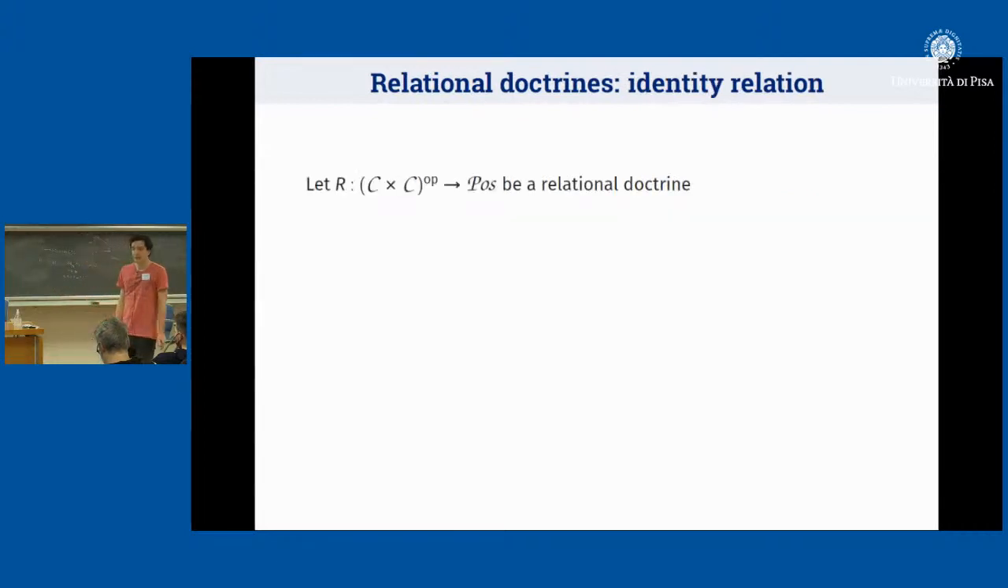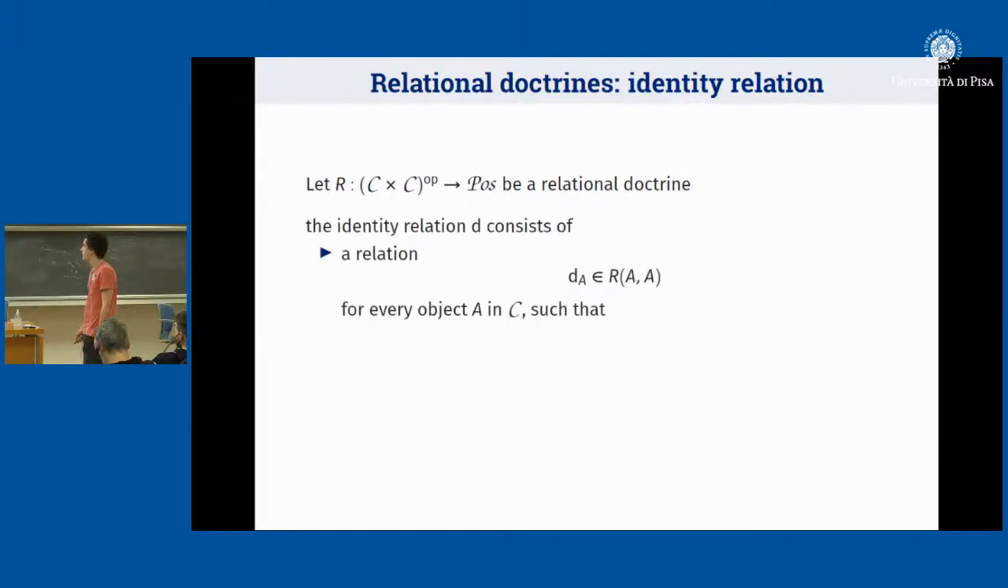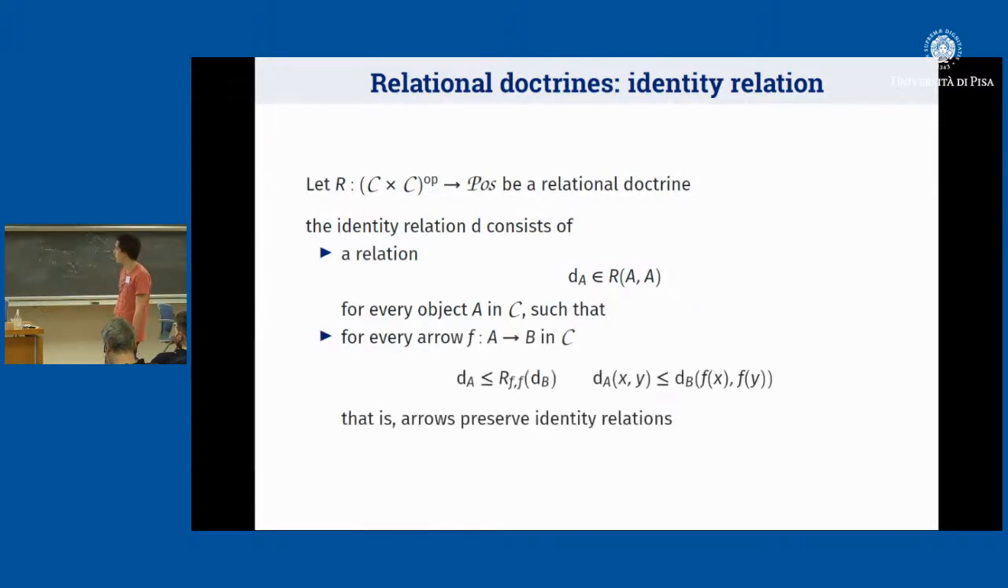Okay, then I have to define identities. And relational identities are just a family of objects in the fiber over A and A. So an identity relation is a relation from A to itself. And we require this family to satisfy this lax naturality condition, let's say. Basically, we require each arrow in the base category to preserve identity relations. That's pretty standard. So basically, this says that an arrow maps equal elements to equal elements, roughly.